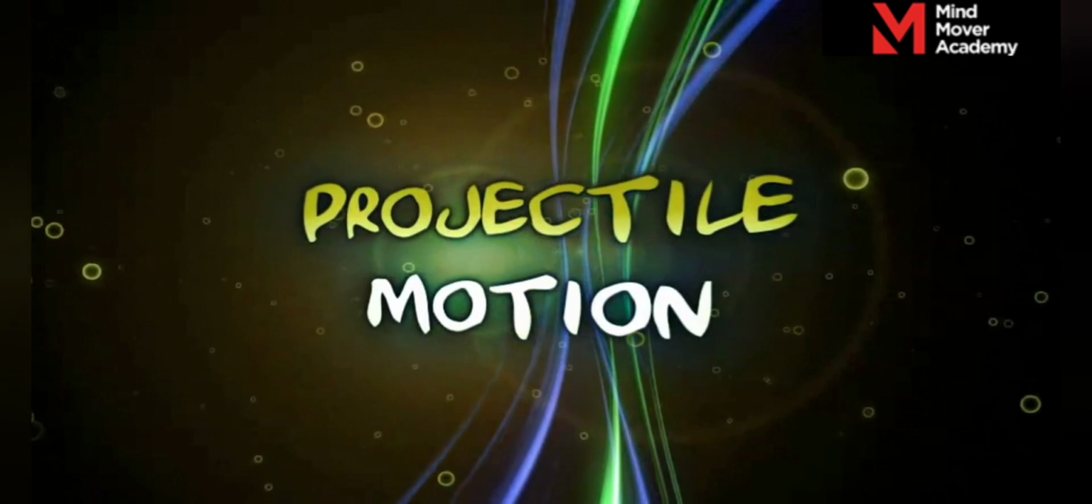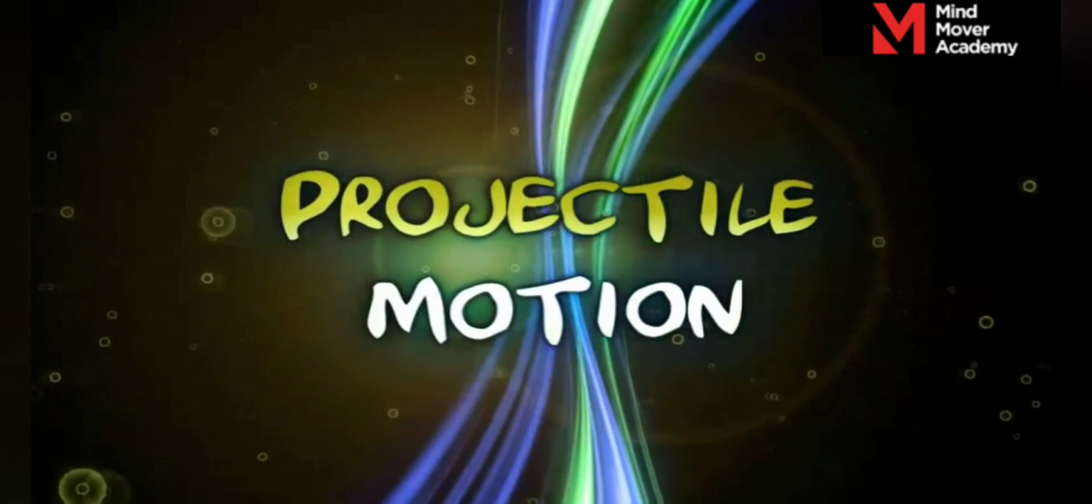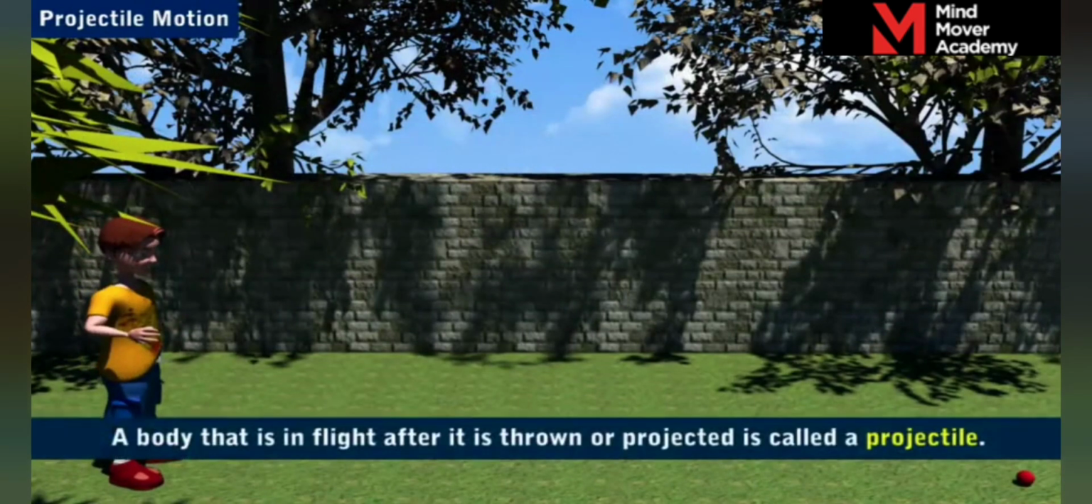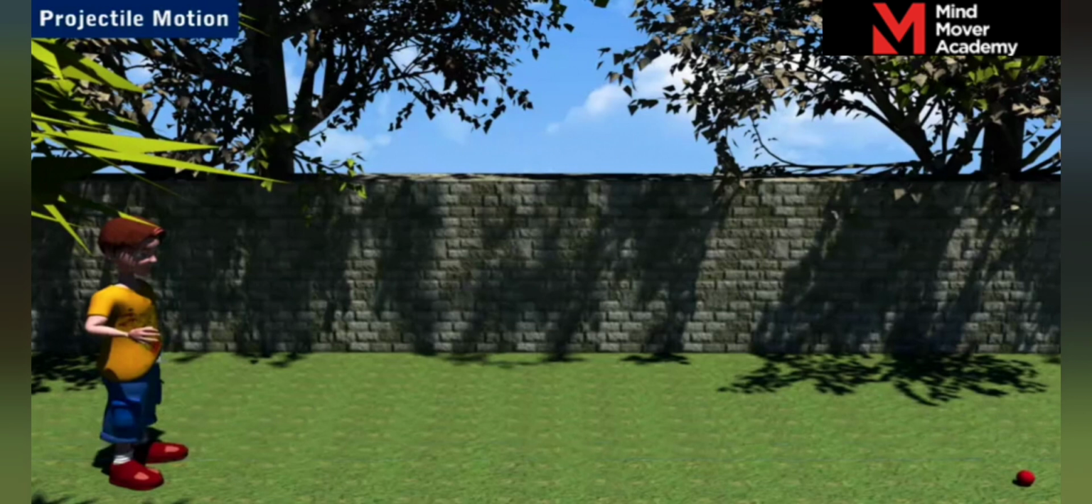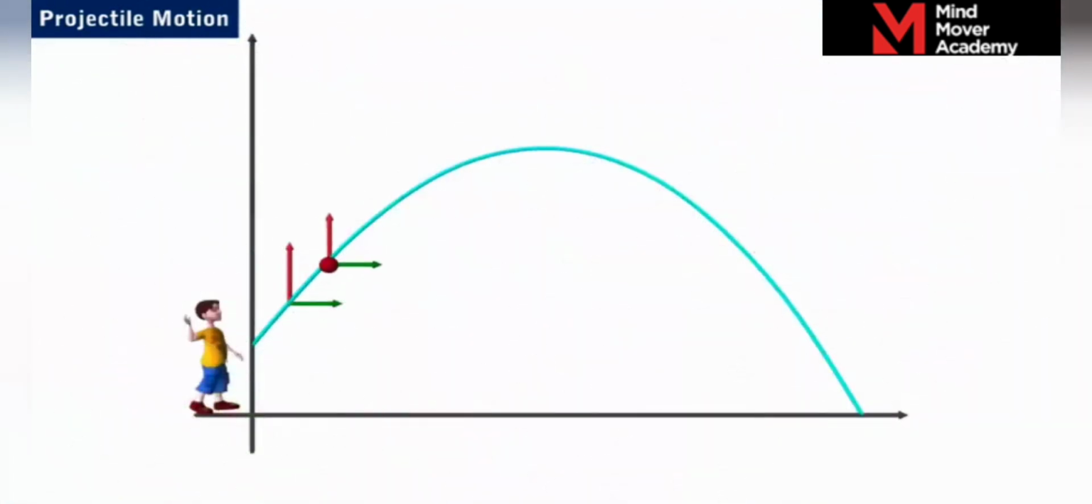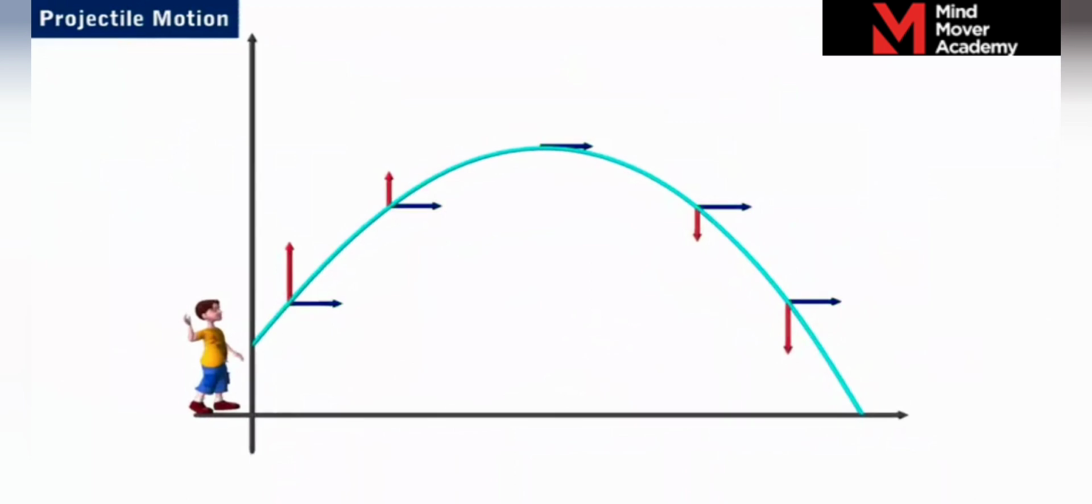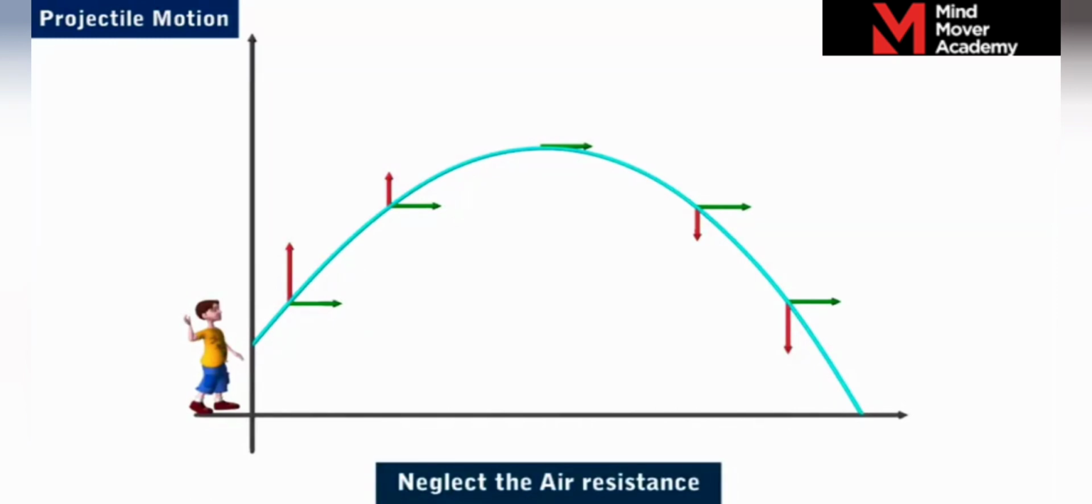In this module, we will be learning about projectile motion. A body that is in flight after it is thrown or projected is called a projectile. The motion of the projectile is the result of two separate but simultaneously occurring components of motion. One is the horizontal component without any acceleration, and the other is the vertical component with constant acceleration due to gravity. We neglect the effect of air resistance on the motion of the projectile.